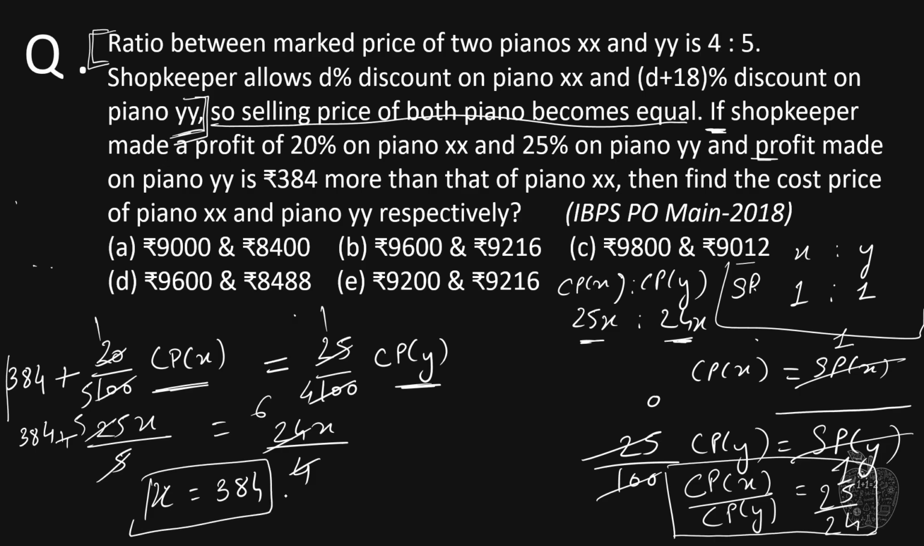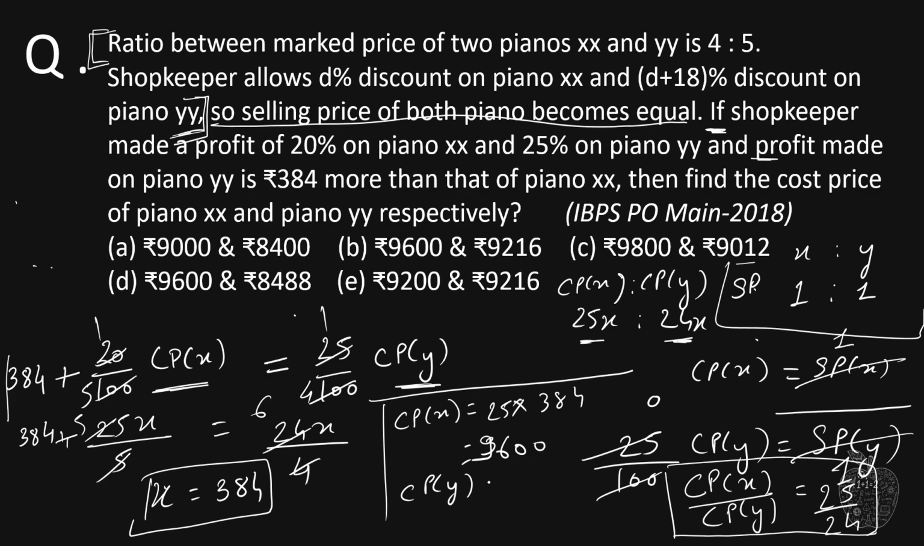Now we have the value of x, 384. So we can calculate the cost prices. The cost price of X is equal to 25x, that is 25 into 384. I have already calculated this value. It comes out to be 9600. And similarly we can calculate the cost price of Y, which is 24 into 384, and this comes out to be 9216. So option B here is the correct one.